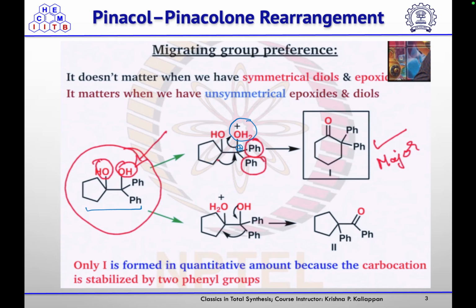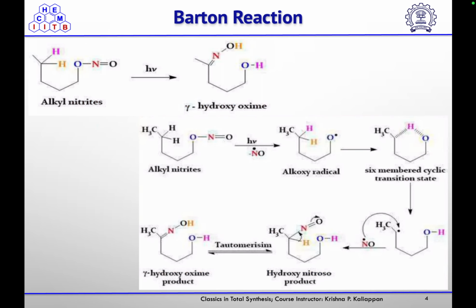Then after the ring expansion takes place, that is, the bond migration, the other carbocation that is formed at the second stage is stabilized by the lone pair on the oxygen. That is how you get the major product and not the other way around. So the first carbocation will be stabilized, and then the bond migration or ring expansion will take place in the pinacol-pinacolone rearrangement reaction. Then the second reaction is the Barton reaction.